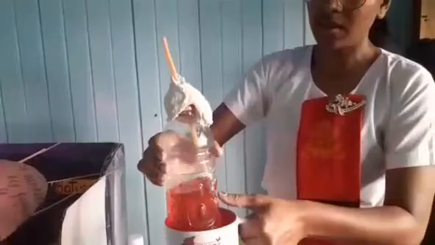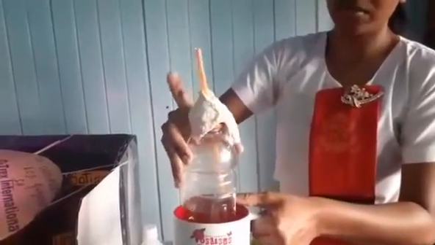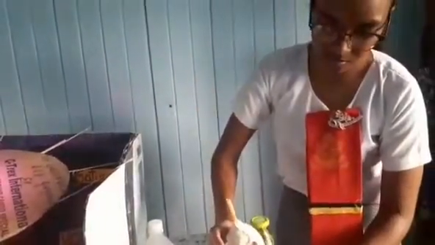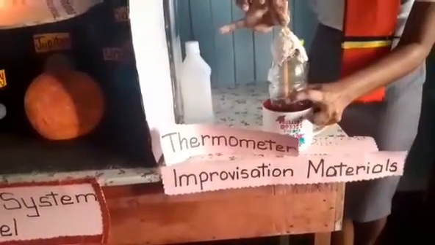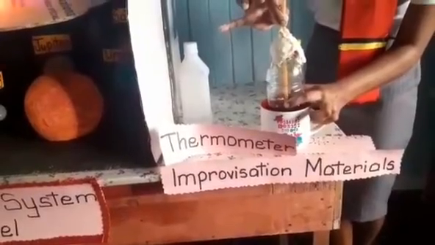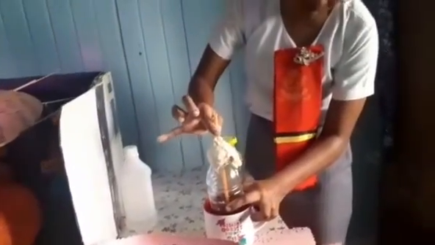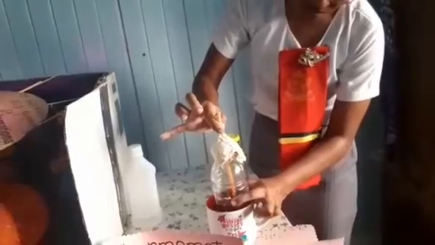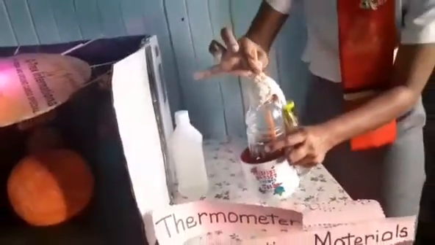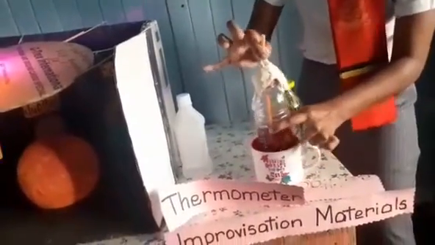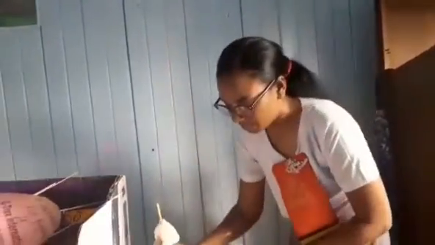Here I have water that is 300 degrees Celsius. I place the straw. I make sure that the straw is not touching the bottom of the water, but just at the top. And there you can see the rising of the thermometer, the temperature. And this is my improvised thermometer.